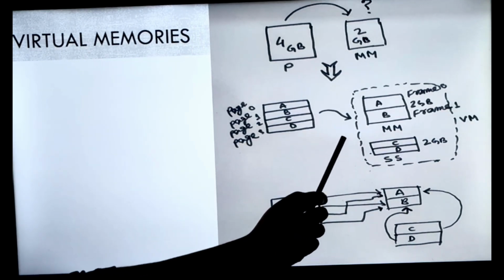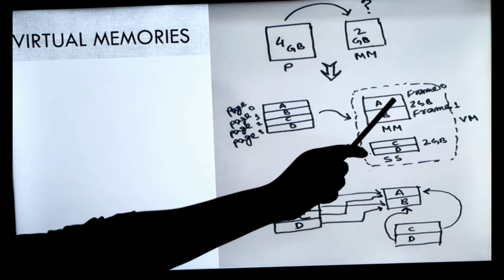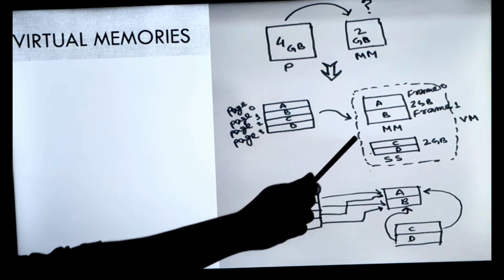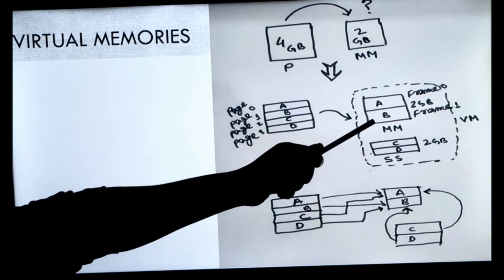Now it's the responsibility of your RAM to translate this 4 GB address to 2 GB, because you actually have 2 GB. It's kind of like you lied to your processor that I have enough space, I can execute the program, but actually you don't have.